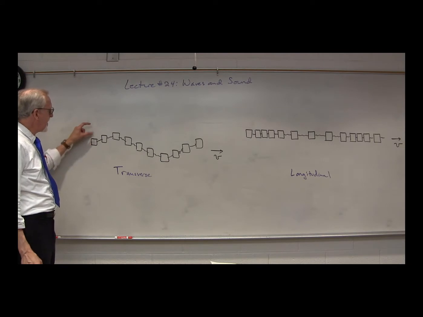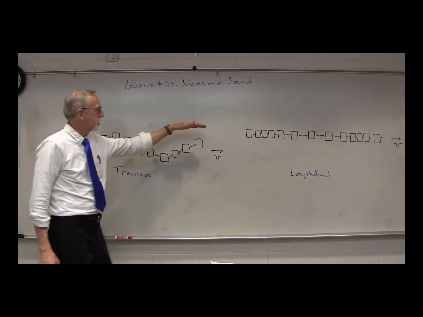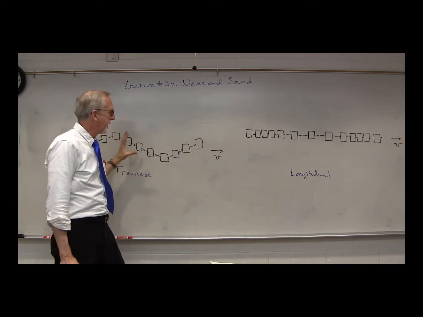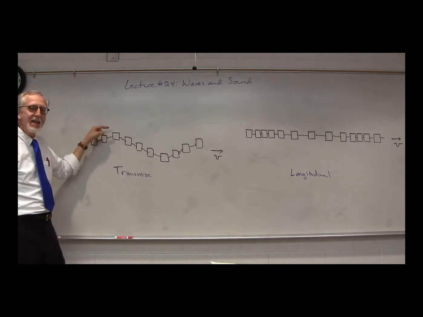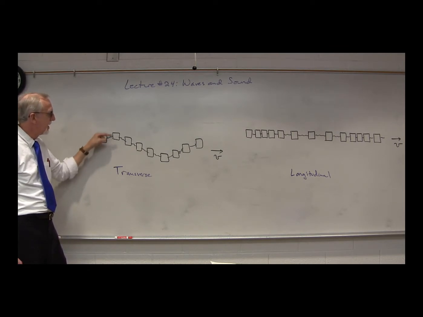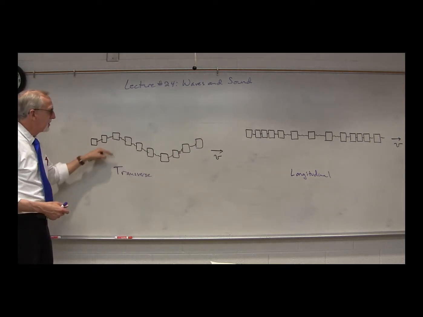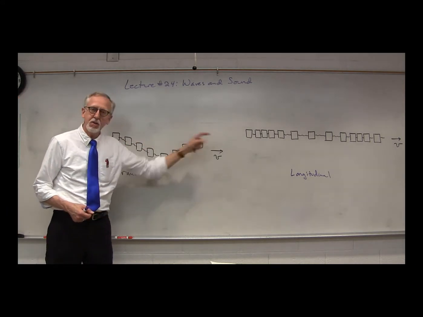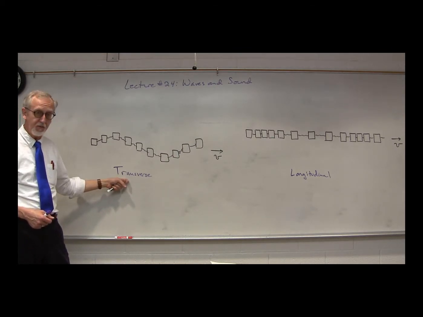If I move the mass up and down, I'll get a wave that looks like this that propagates off in that direction. The motion of an individual mass is in this direction, perpendicular to the velocity. When the oscillation is perpendicular to the velocity, we call that a transverse wave.